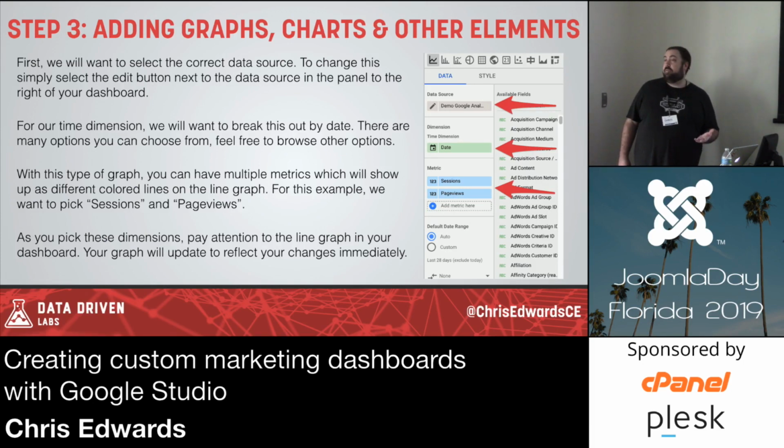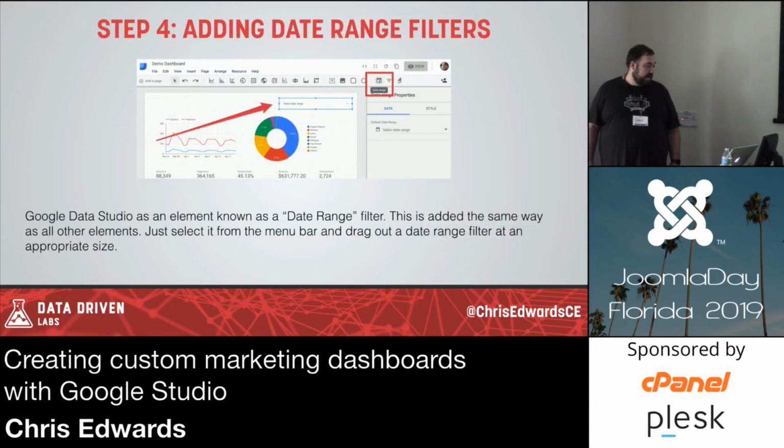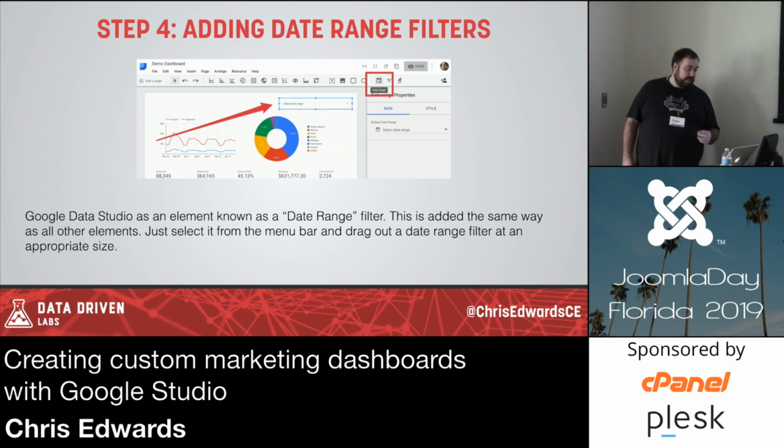So this is going to be based on the time dimension. Usually it'll automatically pick the best dimension to sort by, but you can pick something else if you want. So play around with that and see what's in there. And then you put your metrics. We're going to pull in sessions and page views for this example. And then we're going to leave everything else default for now. And then we can add other things, like, for example, adding a date range filter.